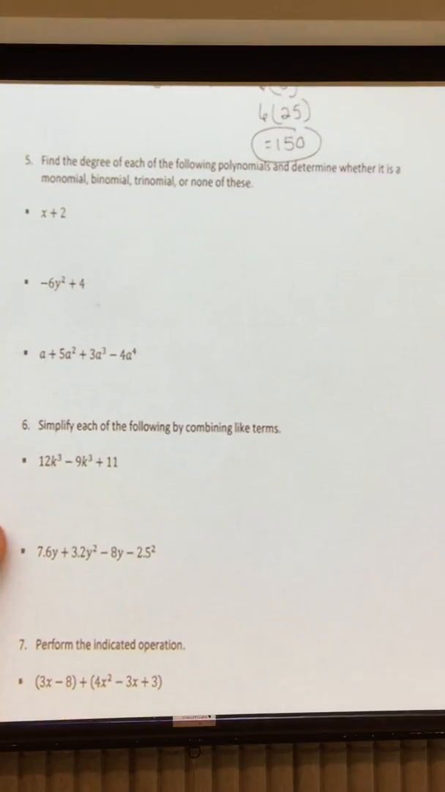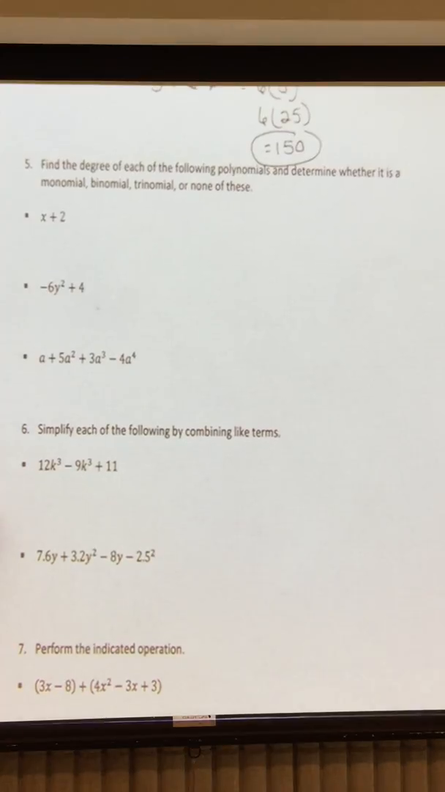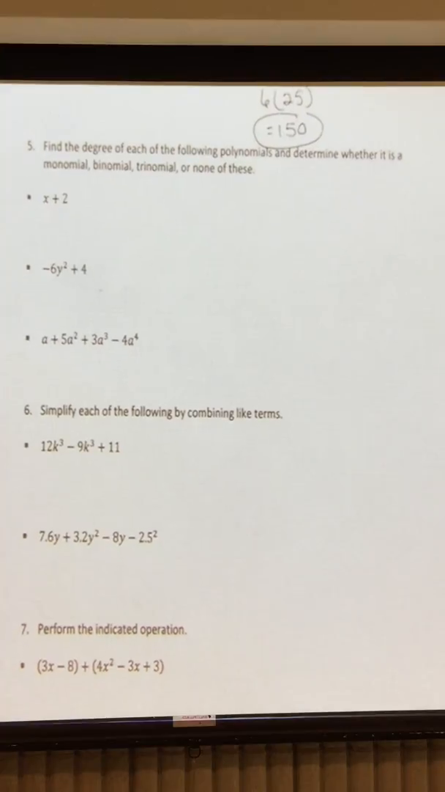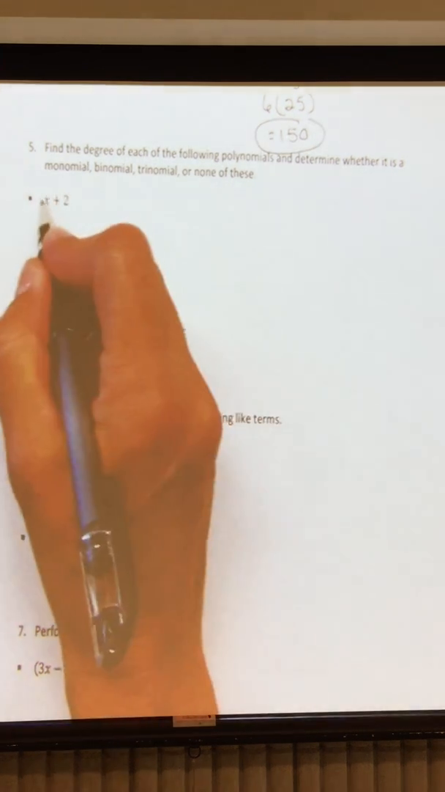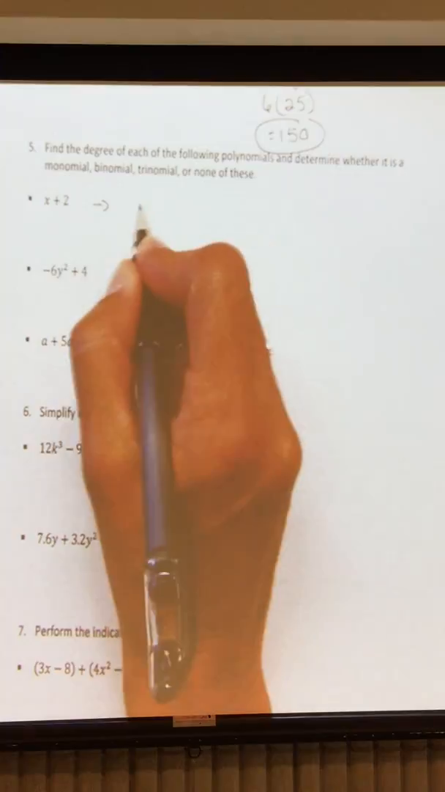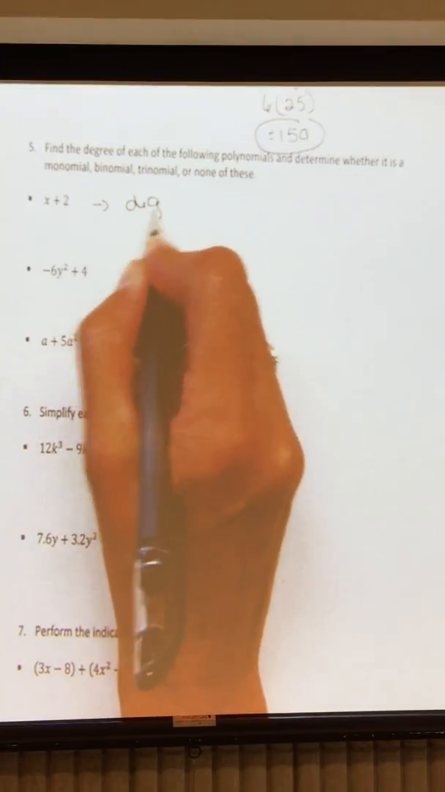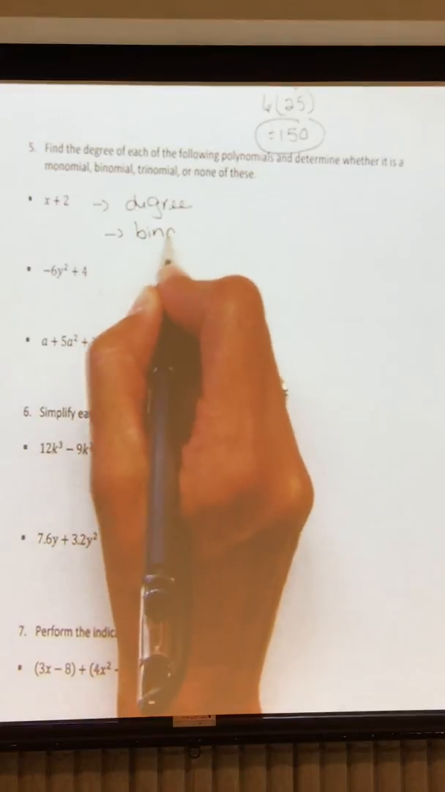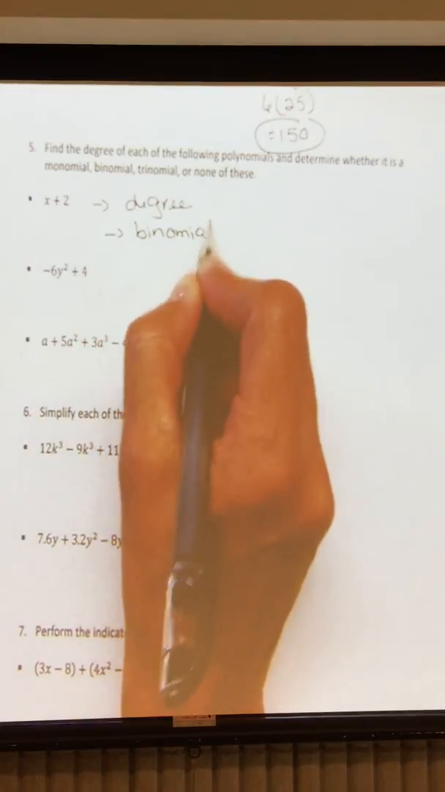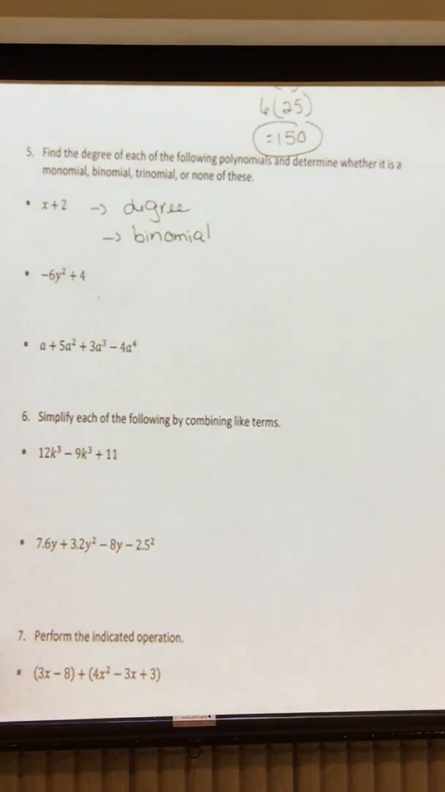Number 5, find the degree of each of the following polynomials. So x plus 2 is a binomial because it has 2 terms. And the degree is 1 because that is the greatest degree of all the terms. So here your degree is equal to 1. And it is a binomial because you have 2 terms.